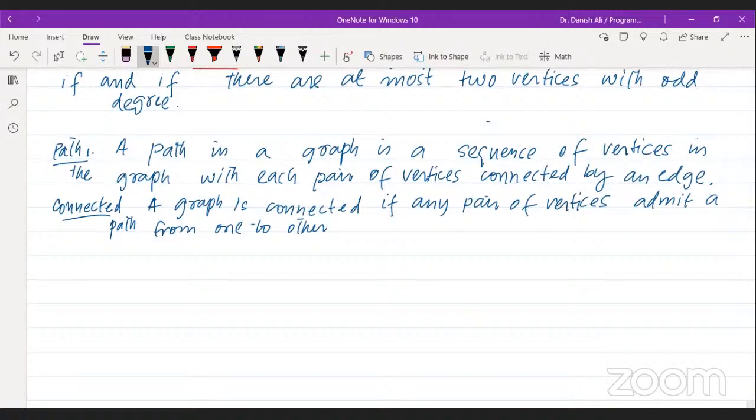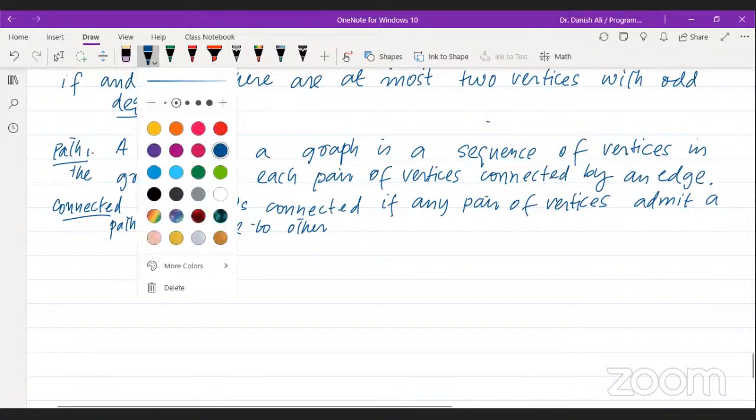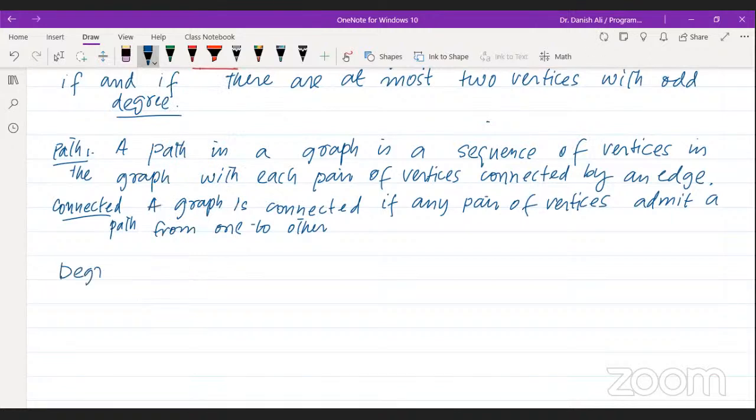One more important thing is degree. Degree of the graph is the number of, not the graph, the degree of the vertex. Definition: the degree of a vertex is the number of times it occurs as the endpoint of an edge.